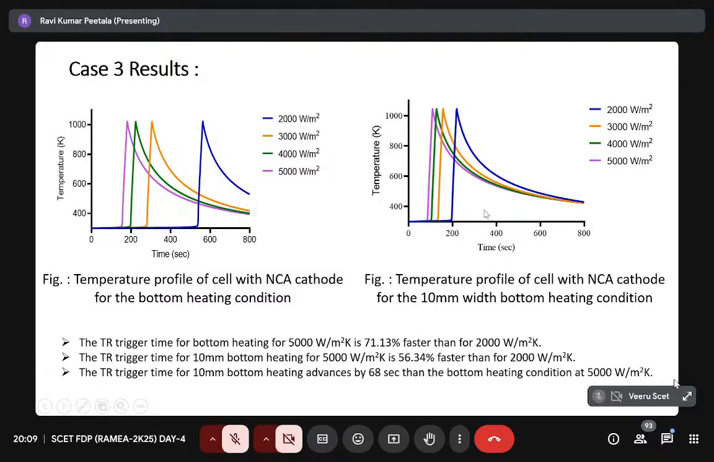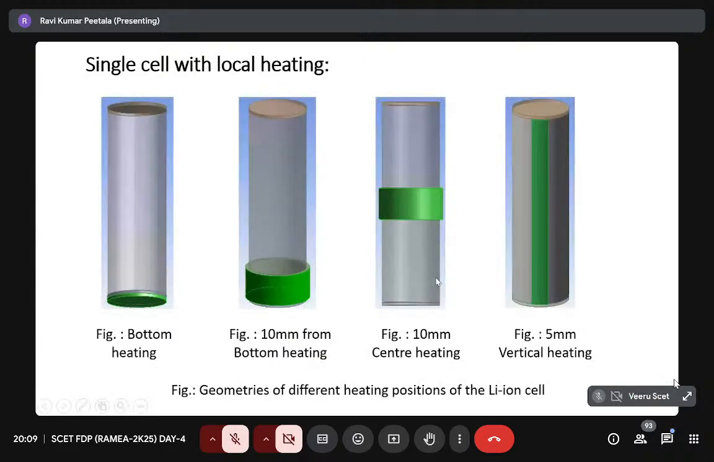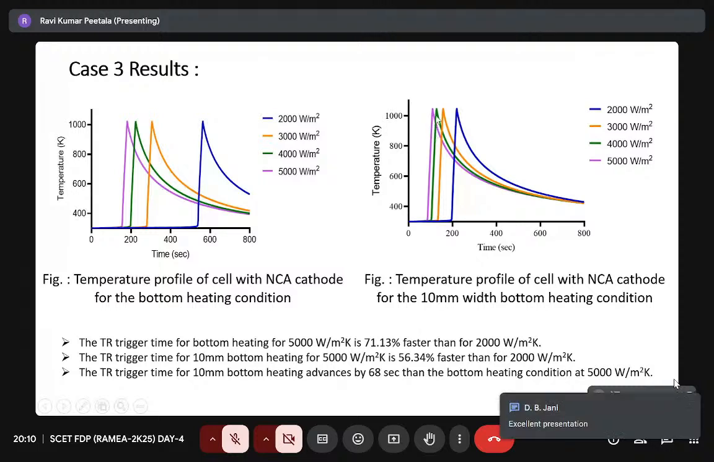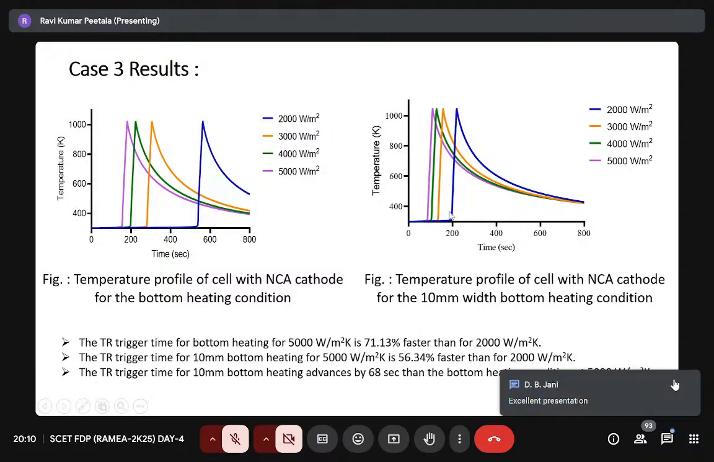What is the temperature from the bottom, and is thermal runaway more aggravated or happening earlier with bottom heating in this region? With bottom heating at the bottom 10 mm, we are heating the surface with 2000 to 5000 watts per meter square. At 5000 watts per meter square, we give heat to the bottom surface, and below 100 seconds the thermal runaway is happening and shoots up the temperature of the battery, which means thermal runaway is occurring.